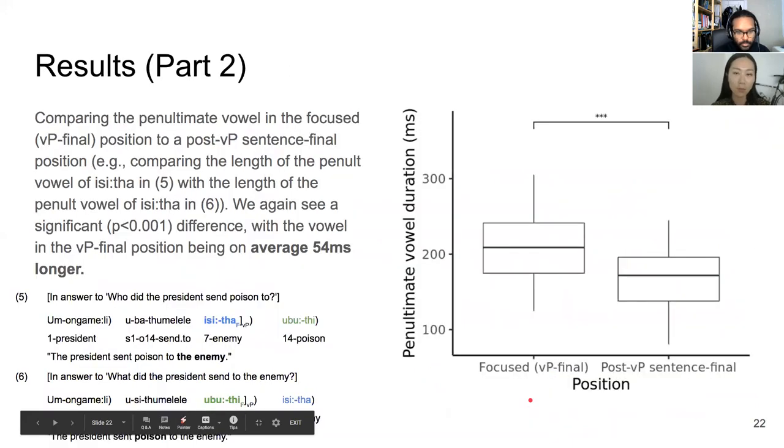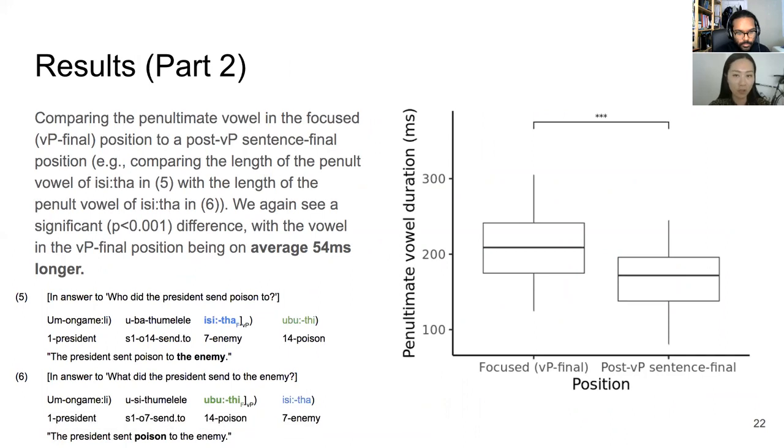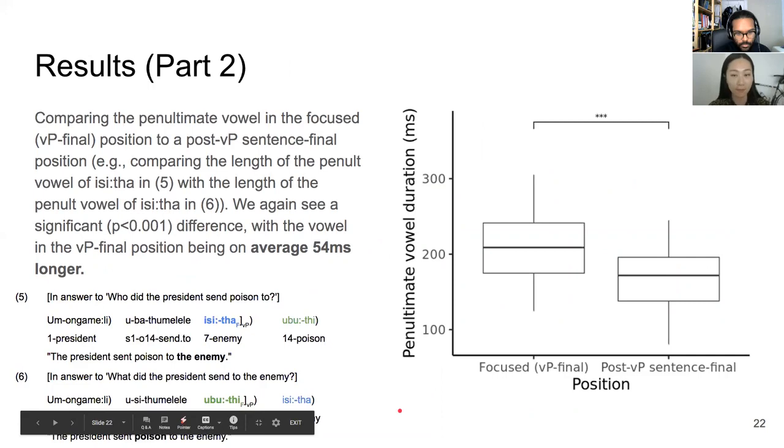And what we found is a significant difference. The penultimate vowel in the VP final position is on average 54 milliseconds longer than the penultimate vowel in this post-VP sentence final position.